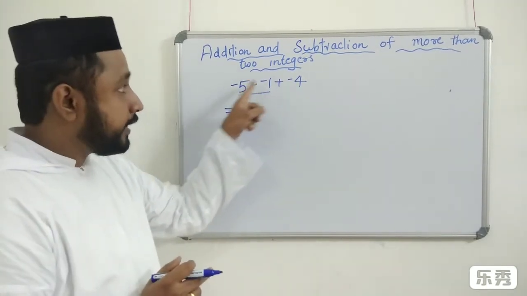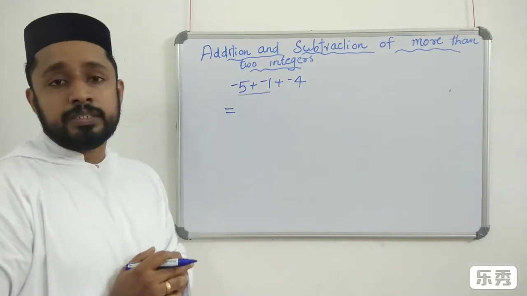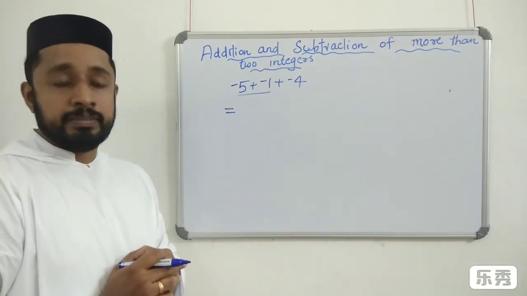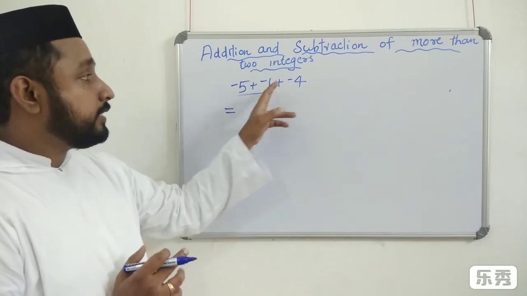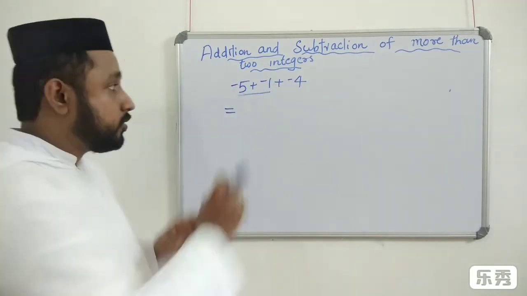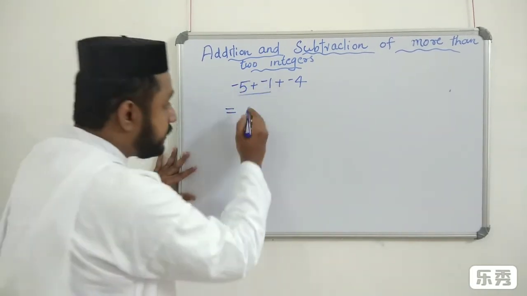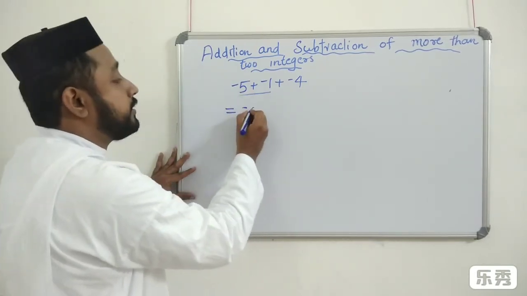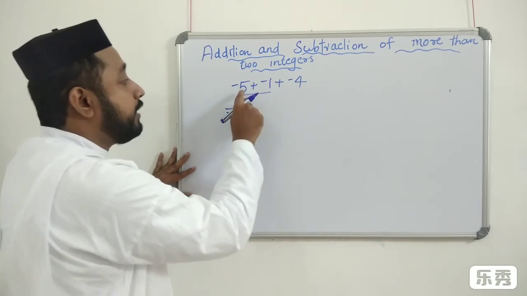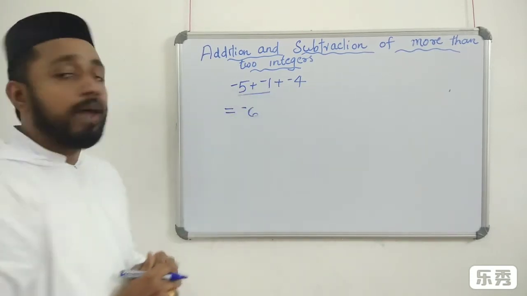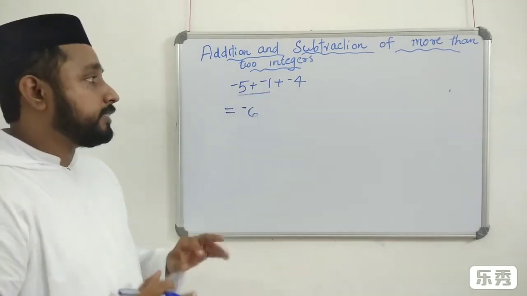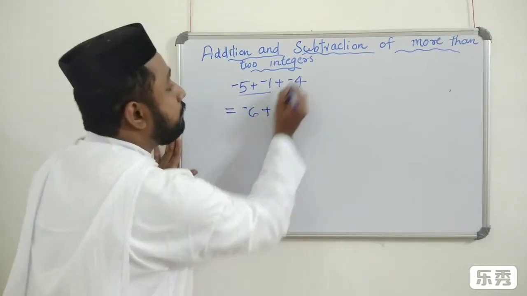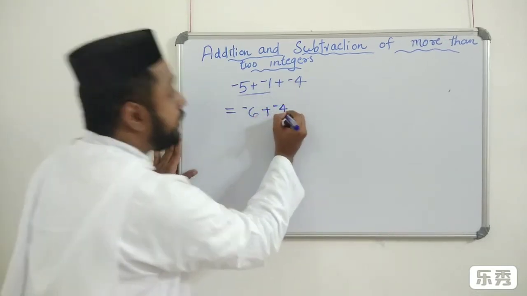So here two negative integers. When we add two negative integers, just add the digits and give the negative sign. So 5 plus 1 is 6. Then give the negative sign, which means negative 6. So first we add these two, minus 5 and minus 1. We got minus 6 plus minus 4.